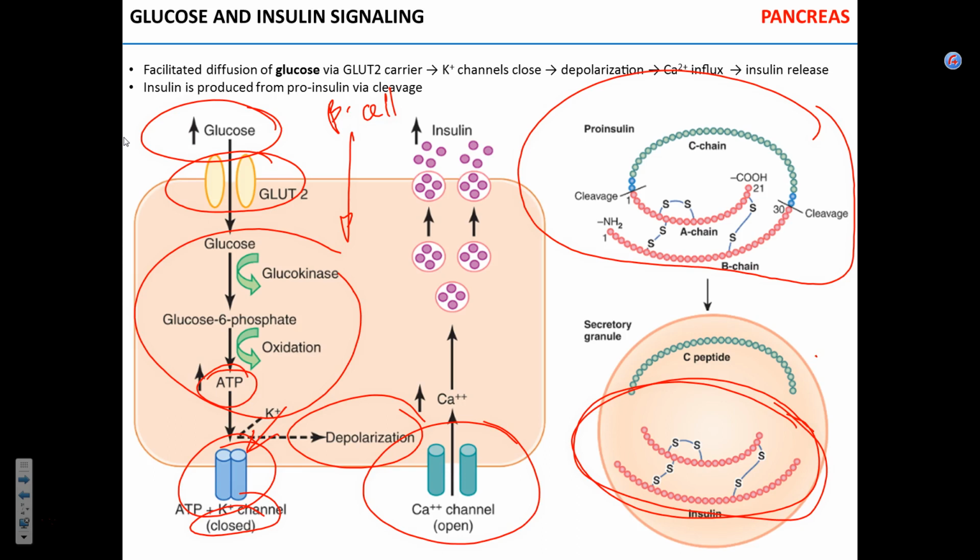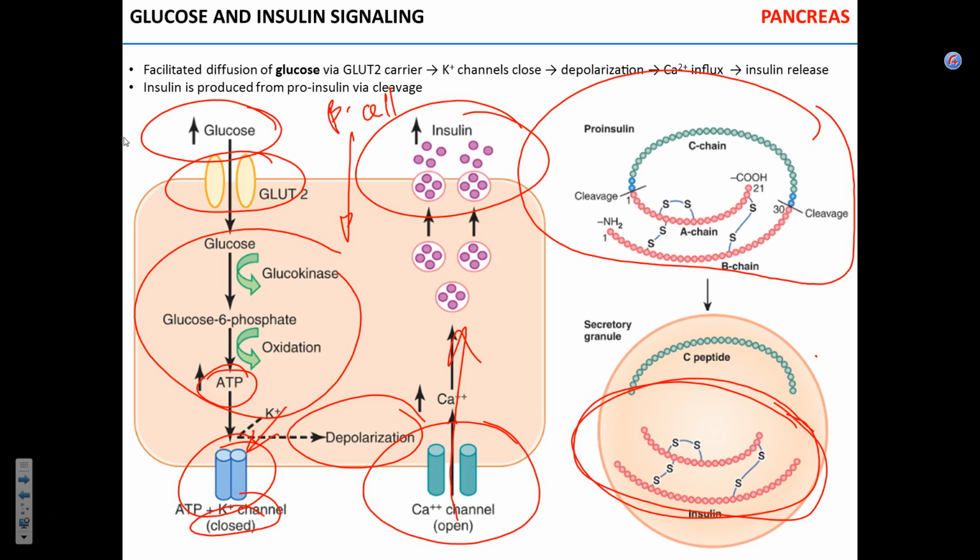Concentration of calcium is higher on which side? Outer, right? So calcium diffuses into the beta cell, and in neurons, as you may remember, diffusion of calcium into the neuron led to the release of acetylcholine from vesicles. In the beta cells, diffusion of calcium leads to the release of insulin from the vesicles. So far, does that make sense?